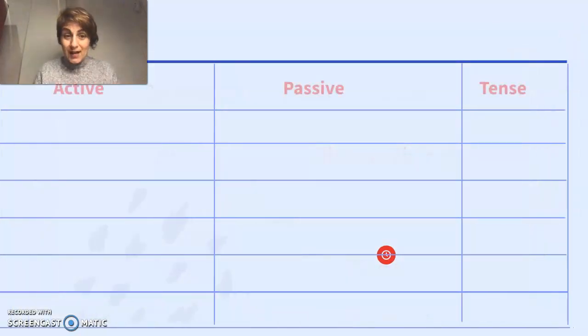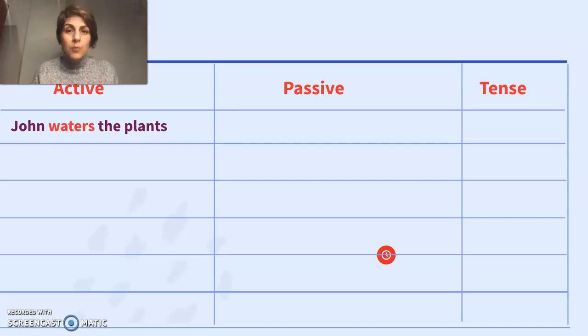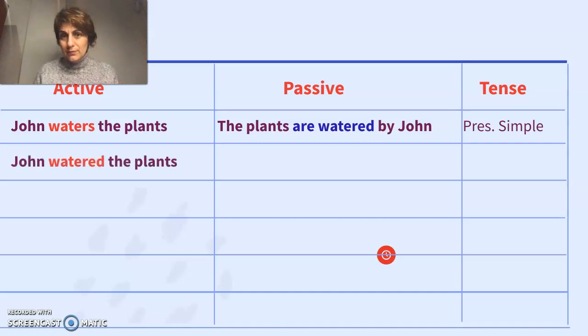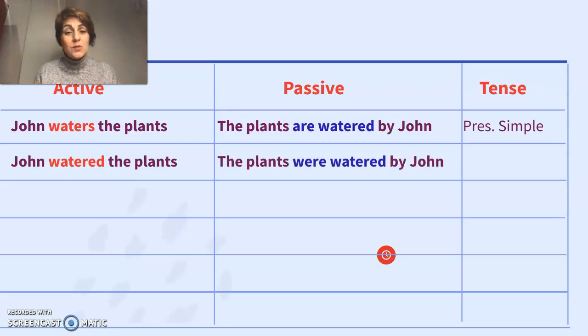So, according to that, let me share with you some examples. I have tried to summarize in this table the most important tenses, okay, or those ones which are more popular that you might find in the passive. Okay, John waters the plants. We have a present simple. So the passive sentence, the plants are watered by John. John watered the plants. We have the verb in the past, so the only thing I have to do is to change the verb to be into the past. As you can see, the rest is exactly the same.